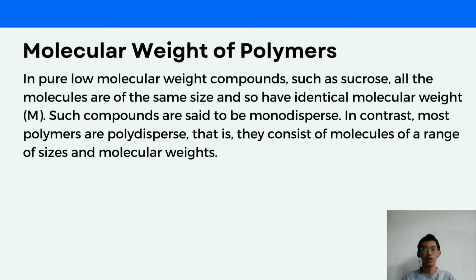Okay, first, molecular weights of polymers. In pure low molecular weight compounds, such as sucrose, all the molecules are of the same size and have identical molecular weights M. Such compounds are said to be monodisperse. In contrast, most polymers are polydisperse. That is, they consist of molecules of a range of size and molecular weight.